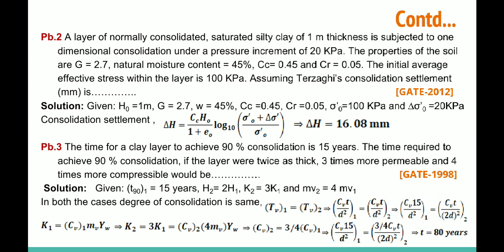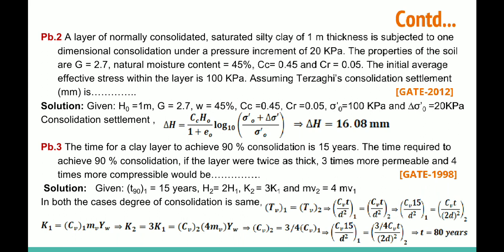So it is nothing but using some relations. In the question it was clear that 3 times more permeable means we are talking about the coefficient of permeability. Twice as thick means it is talking about the thickness of the soil deposit. And 4 times more compressible means the change in volume can occur 4 times. You can keep these relations in mind and solve. So there is only relation. So t we get as 80 years. Are you getting the point?